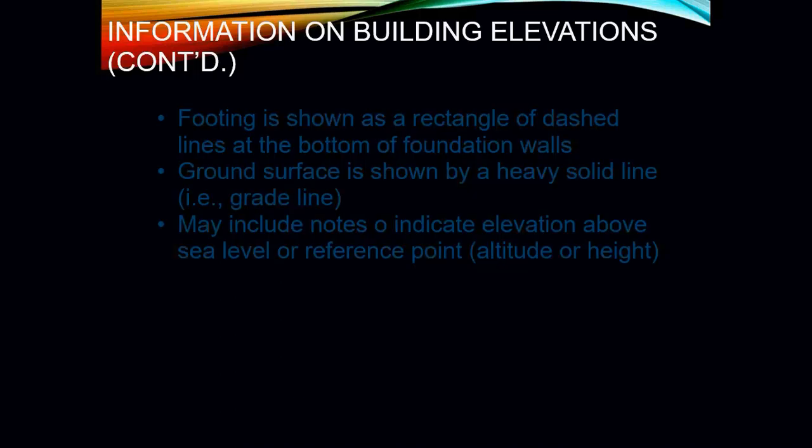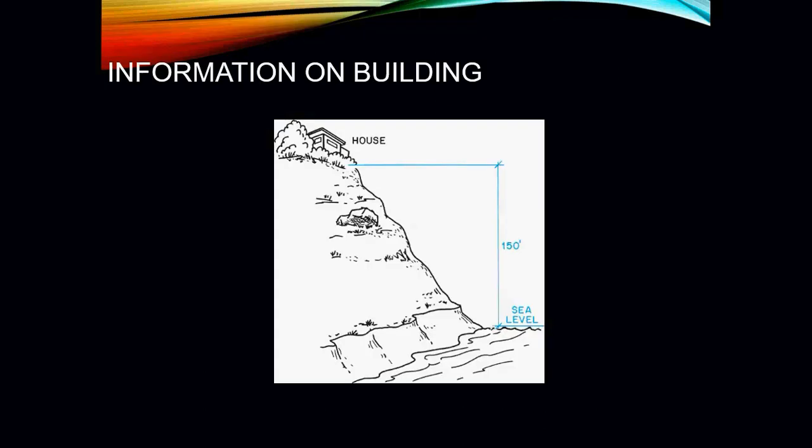Footings are shown as a rectangle of dashed lines at the bottom of your foundation walls. Ground surface is shown by a heavy solid line, also known as a grade line. It may include notes to indicate elevation above sea level or your reference point. So this is another example. Say this is a house that's on a nice little ledge, a nice little beach house. This is going to give you an idea of how high above sea level this home will actually be sitting. Now in this case, it's sitting 150 feet above sea level.